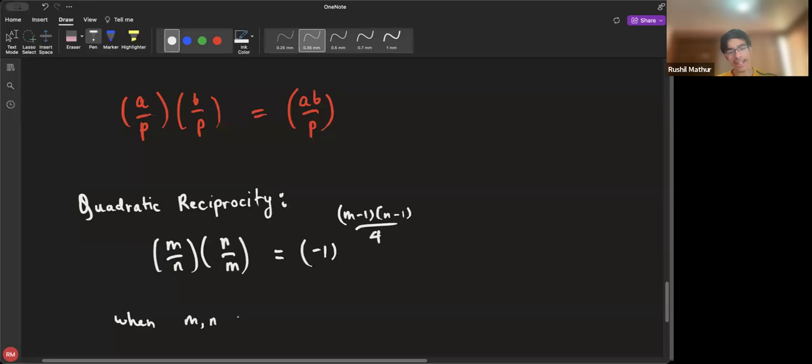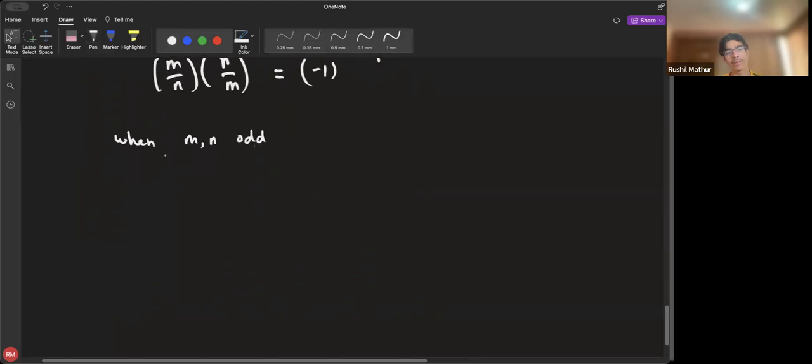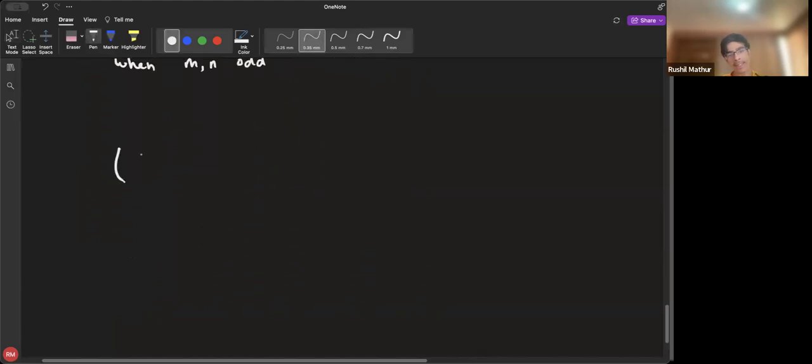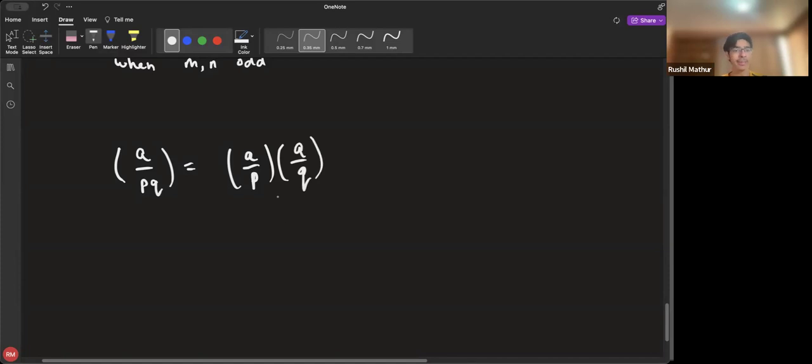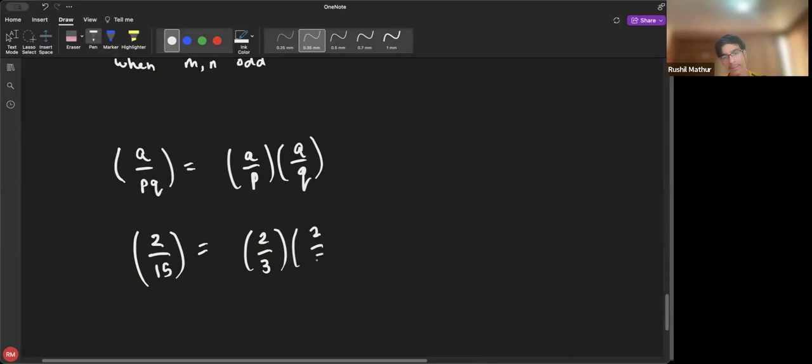It's worth understanding what happens when p is not a prime. So the definition actually is that (a/pq) is just (a/p) times (a/q). And why I don't really like using this is because if you want something like (2/15), this is equal to (2/3) times (2/5). And because 2 is an NQR mod each of them, this is -1 and this is -1. So (2/15) is +1.